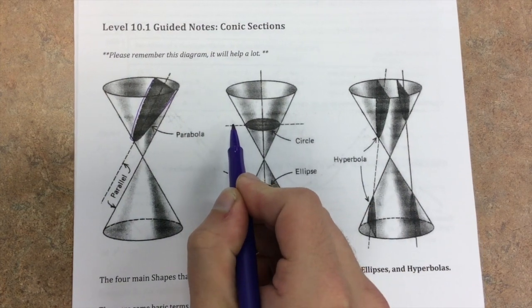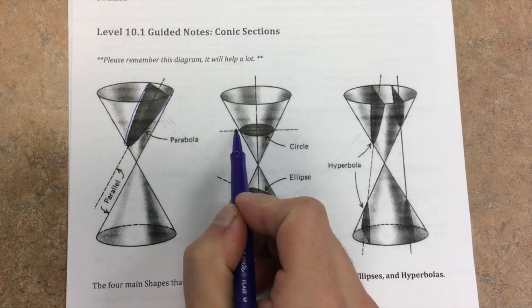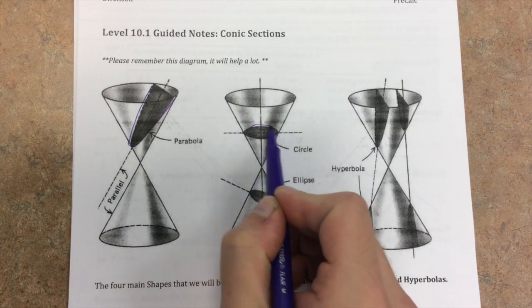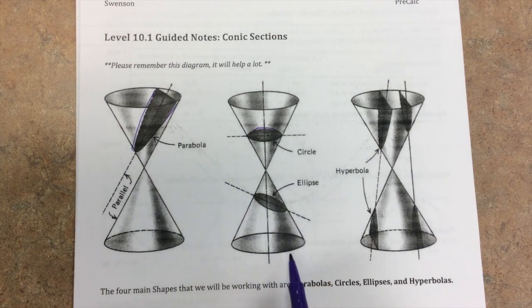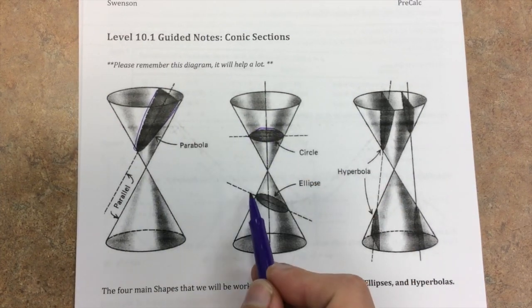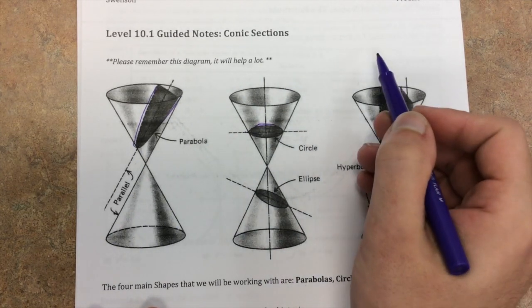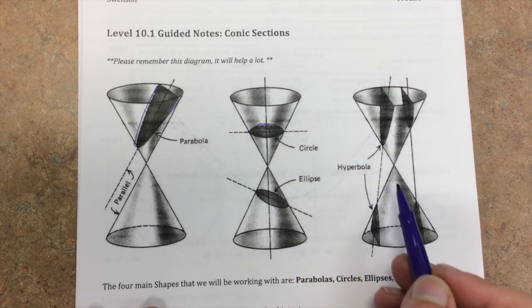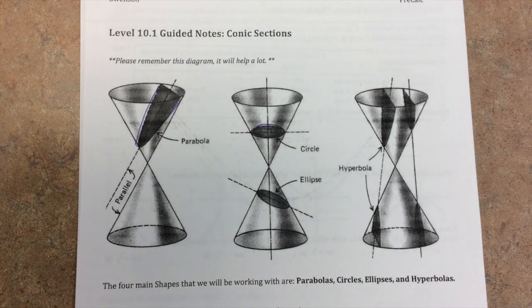If we slice horizontally, right through a cone, we get a circle. So that's where circles come from. If you slice through a slant, but it's not through the base of the cone, you get an ellipse. And if you do a vertical slice through both sides of this double cone, that's how you get a hyperbola. So these are the 4 shapes that people have been studying since ancient Greek times.